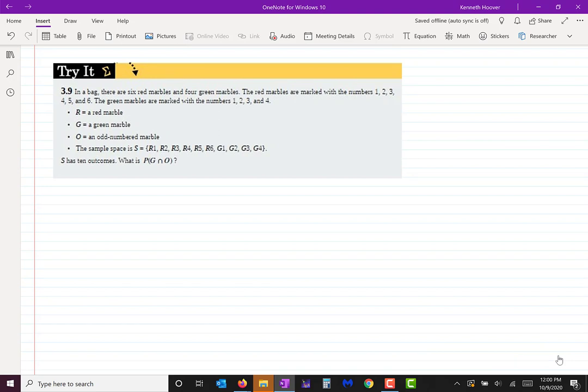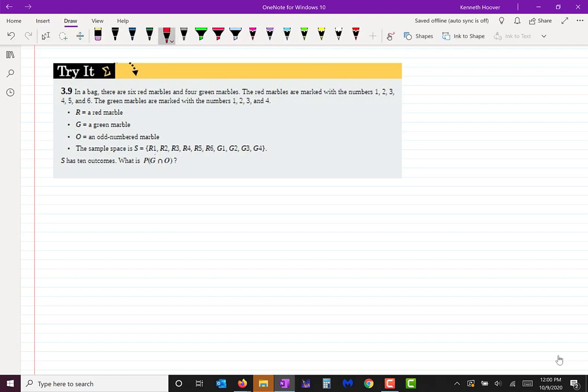Okay, in example 3.9, we have a bag with six red marbles marked with the numbers 1 through 6 and four green marbles marked with the numbers 1 through 4. And then they label three different events for us, and they've given us the sample space. We're going to draw one marble. They didn't say that, but that's what we're doing. We could draw a red number one or a red number two or a red number three or a red number four or a red five or a red six or a green one or a green two or a green three or a green four. Okay? So that's the sample space.